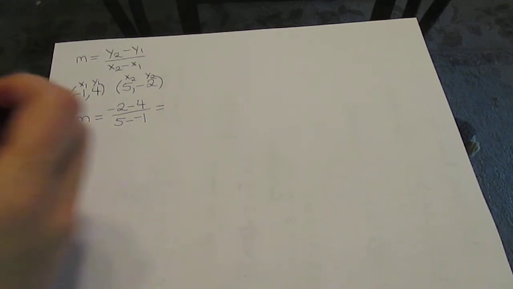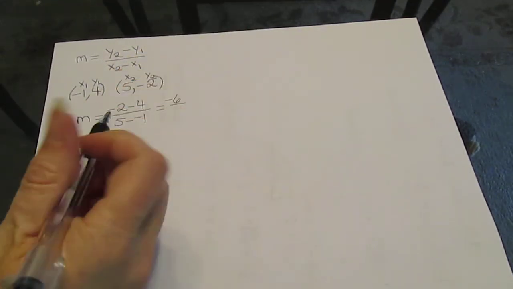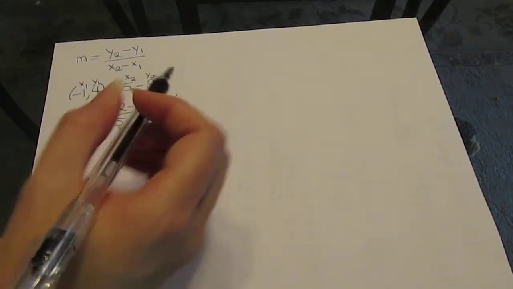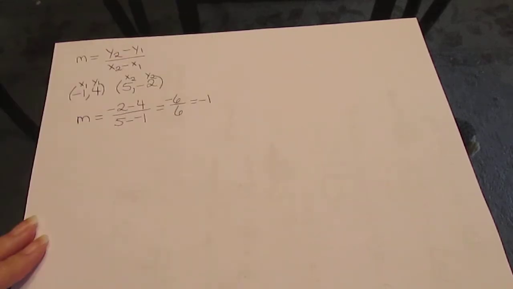And simplify. So we get -6 on top, a +6 on bottom, so it gives us a slope of -1.